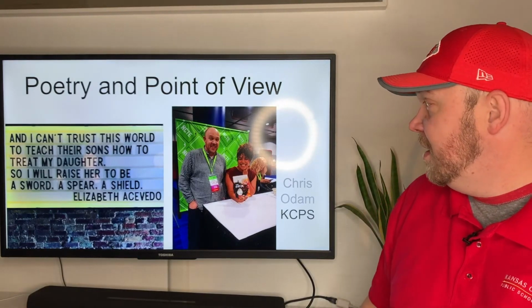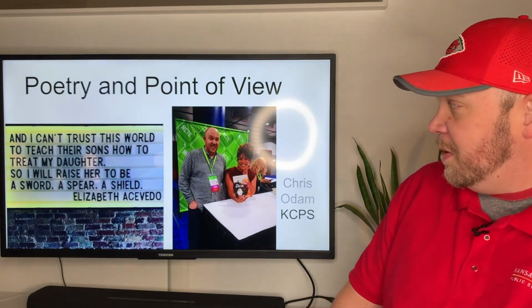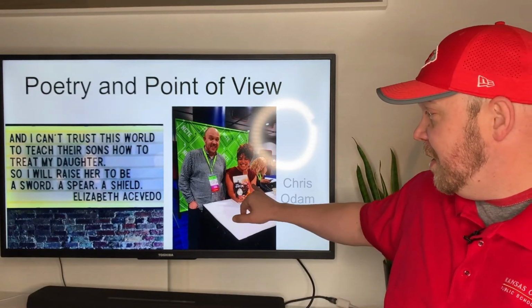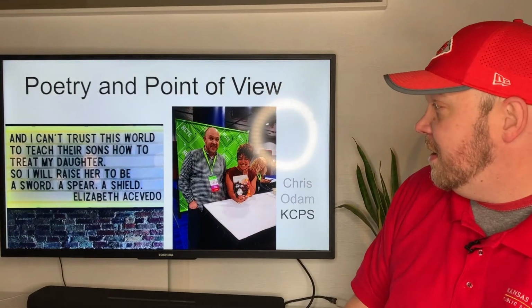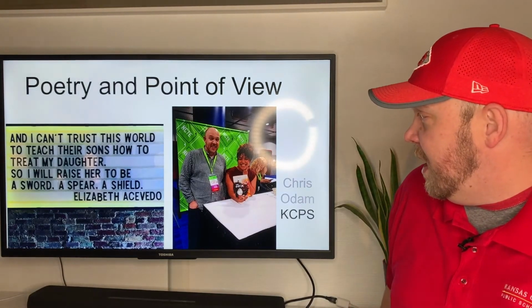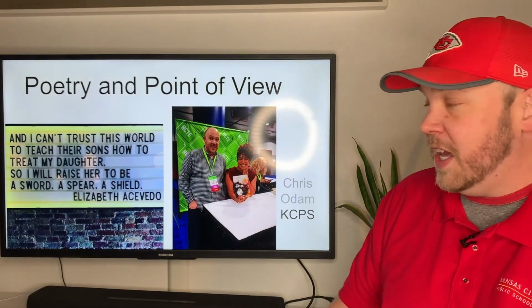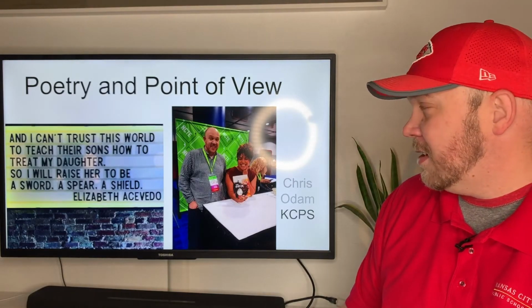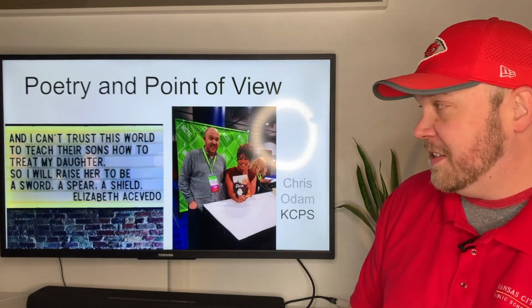Today we're going to learn a little bit about some poetry and point of view. Let's take a look here. Again, I always like to start off with a picture, and this is Elizabeth Acevedo, and I got a chance to see her perform, work with her in my classroom here in Kansas City Public Schools at Paseo Academy, and so I always like to revisit that moment as we get started.